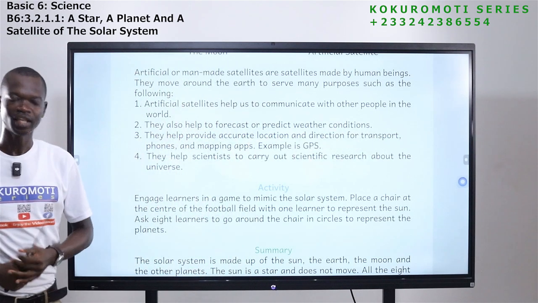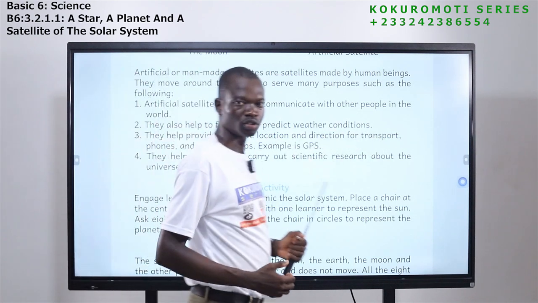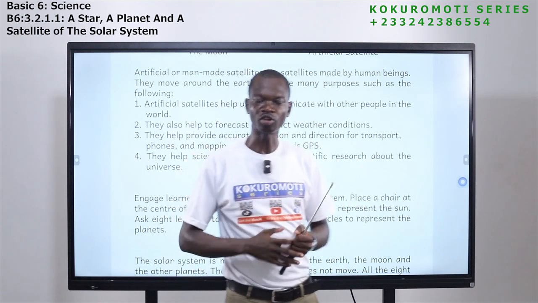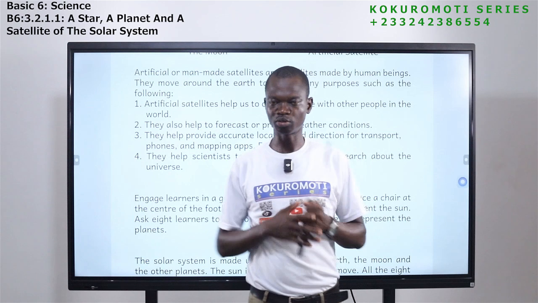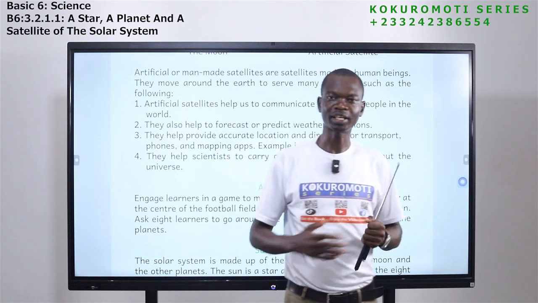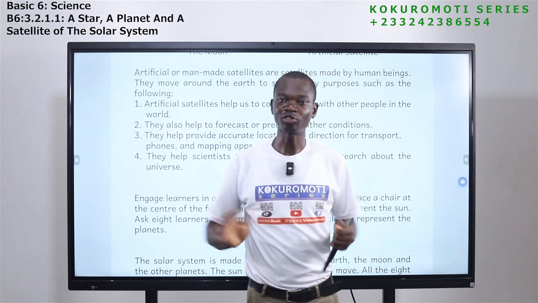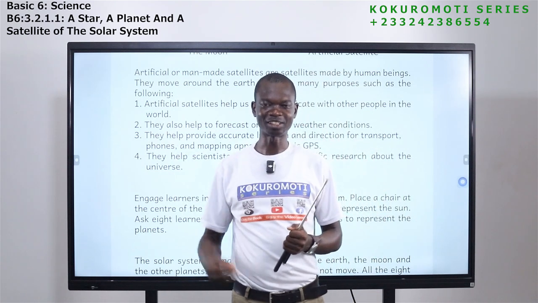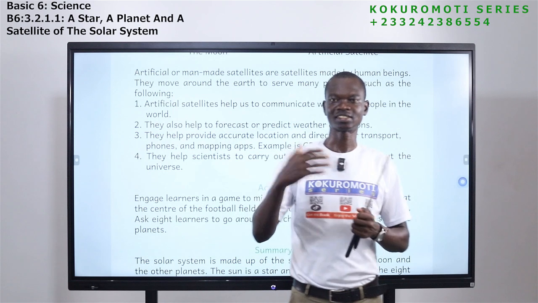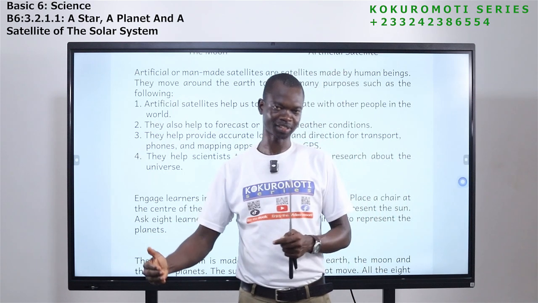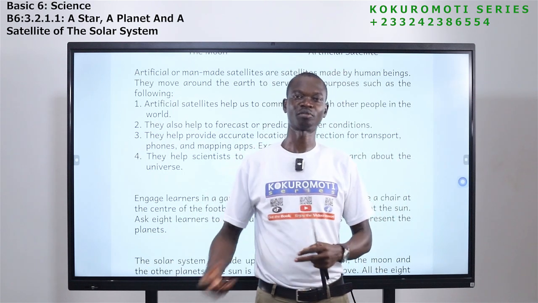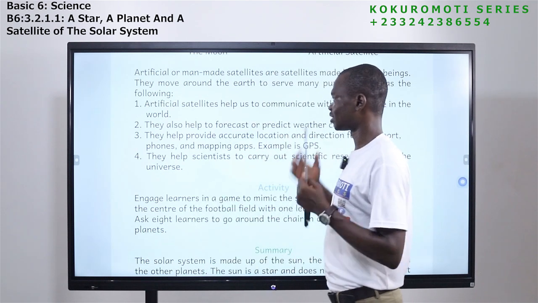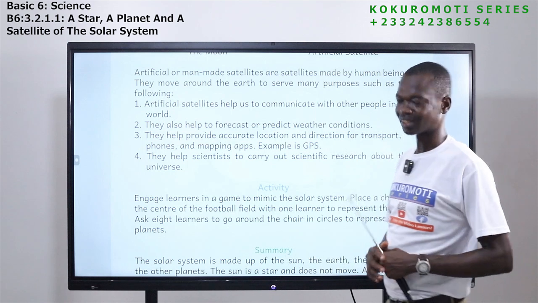So if you are here and you can make a call to somebody who is not in your country, someone who is not close to you, someone that you have not even seen before, it's all because of what? Satellites. Satellites help us in terms of communication, sending information from one point to another, or receiving information from different places. So communication is one of the reasons why we have artificial satellites in space.